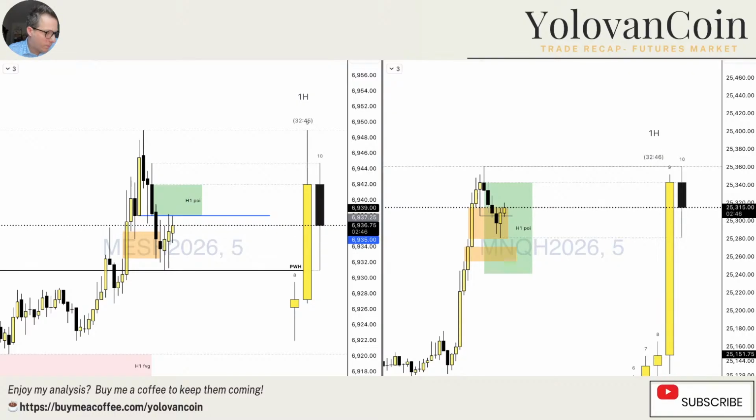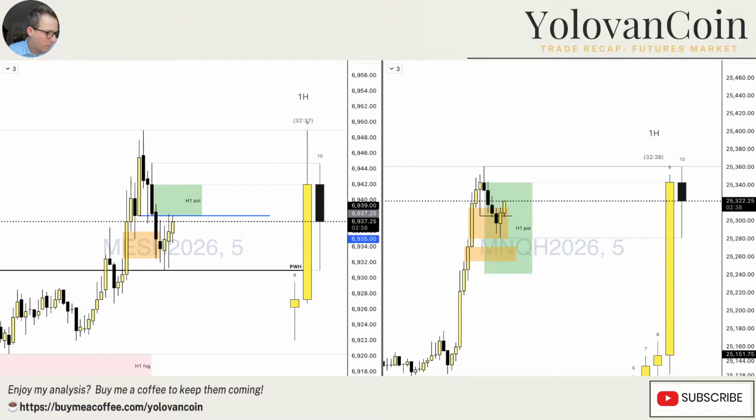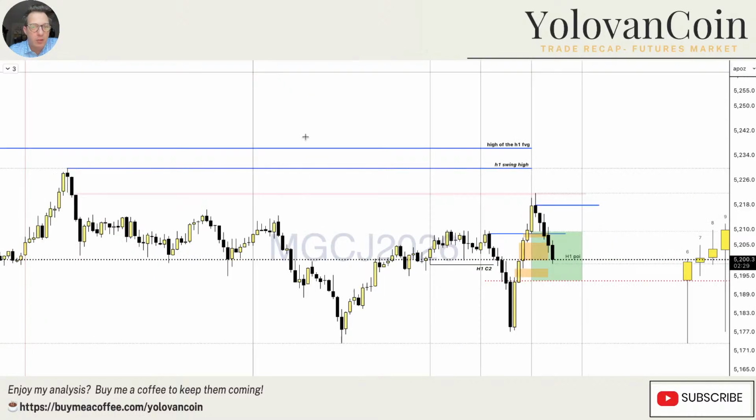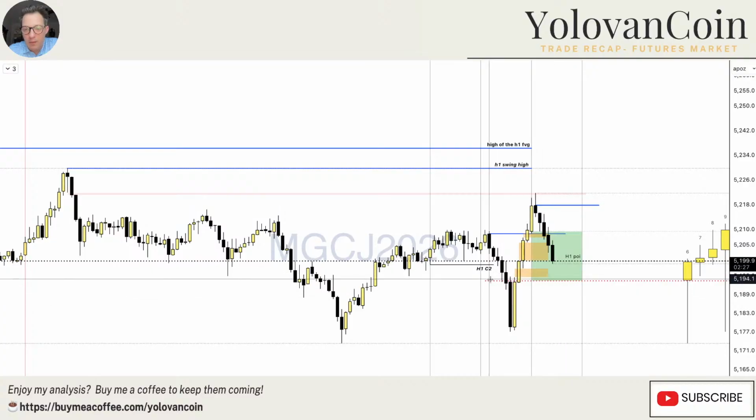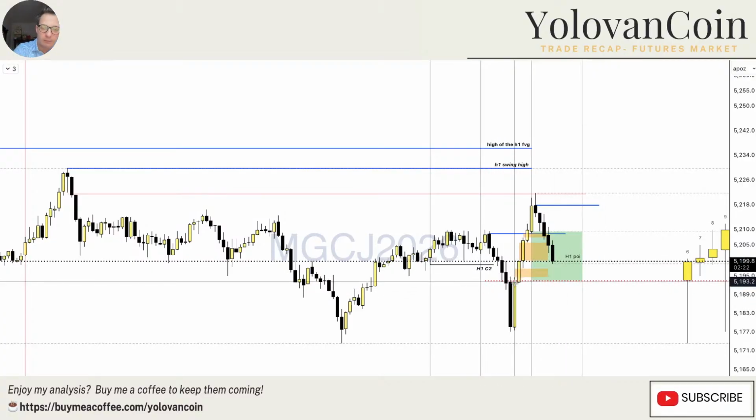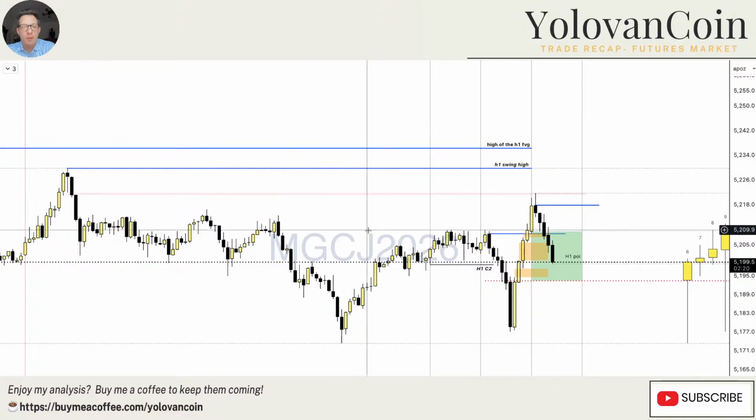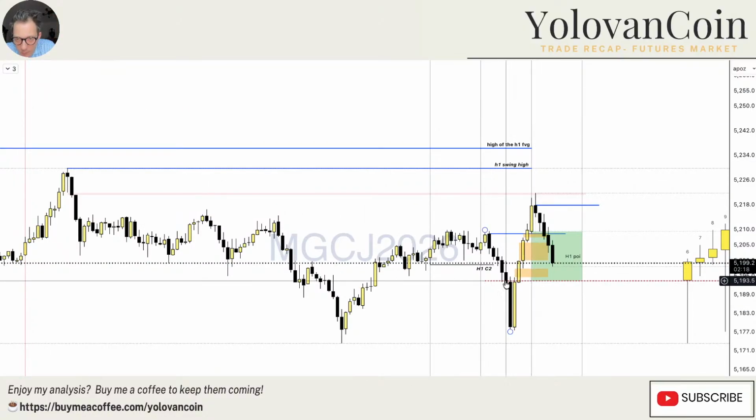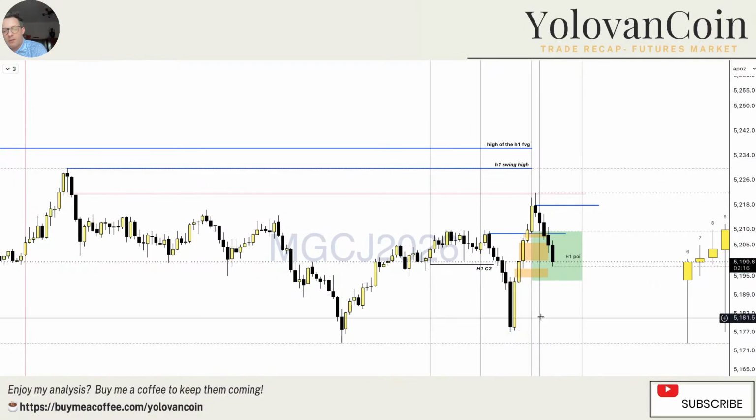Yeah, gold retraces back like 20 points, $200 from the top. I wanna see it stop somewhere like 5200-ish. I don't really wanna see it going lower than this level, because this is 50% of this down move.